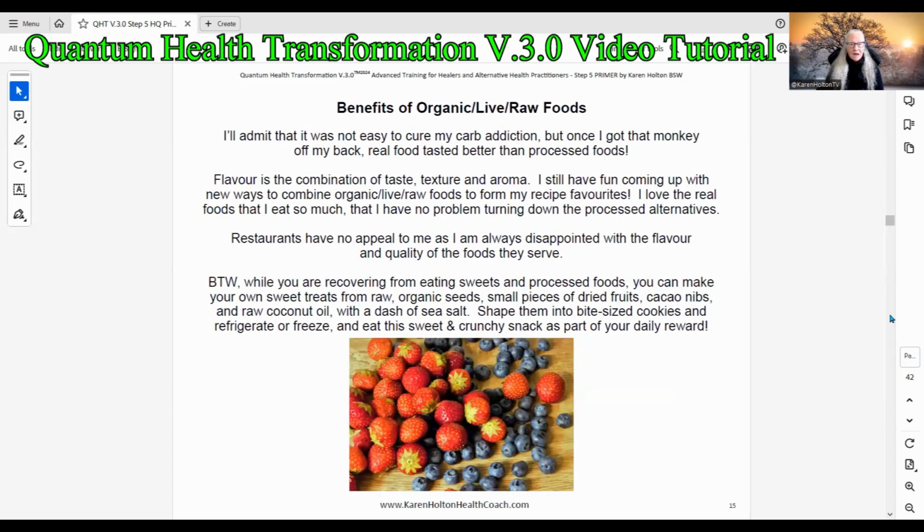Benefits of organic, live, raw foods. I'll admit that it was not easy to cure my carb addiction, but once I got that monkey off my back, real food tasted better than processed foods. Flavor is the combination of taste, texture, and aroma. I still have fun coming up with new ways to combine organic, live, raw foods to form my recipe favorites. I love the real foods that I eat so much that I have no problem turning down the processed alternatives.